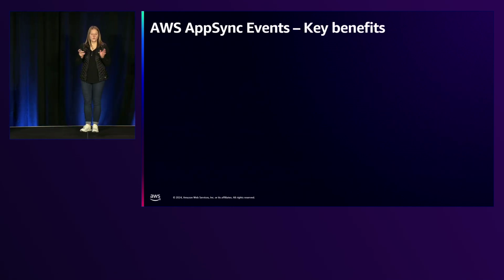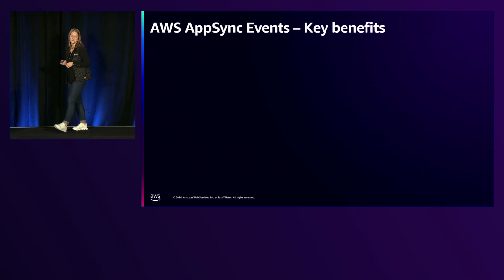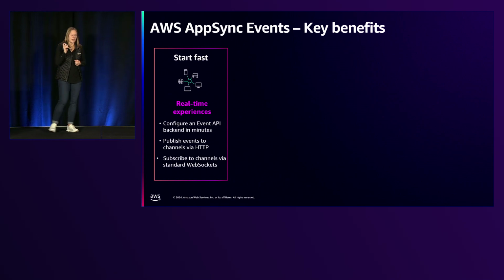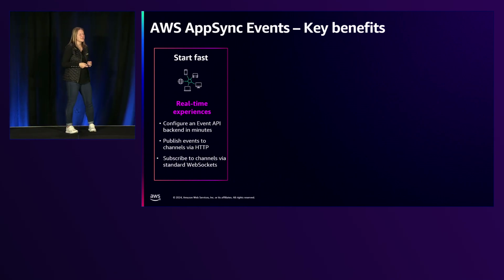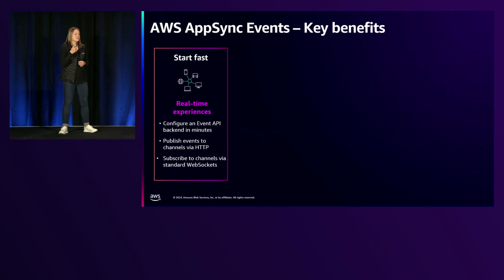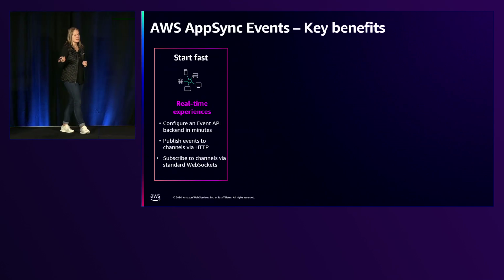All right, so I'm gonna go ahead and summarize the key benefits that we've talked about so far, and then I have one more demo before I hand it over to Bill. So there's kind of 4 things that we're seeing as benefits for AppSync Event APIs. The first of those is being able to start really fast and get up and running with an enterprise-grade real-time API solution. The whole goal is to be able to configure this API in minutes.